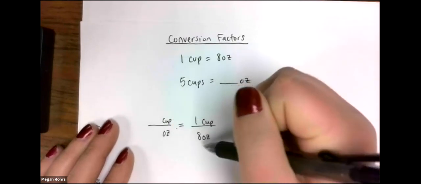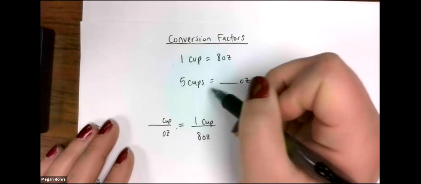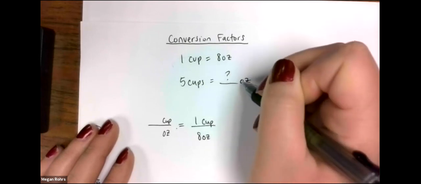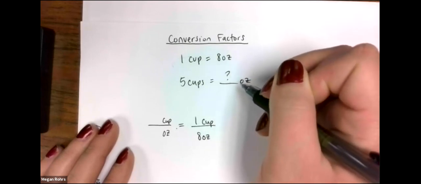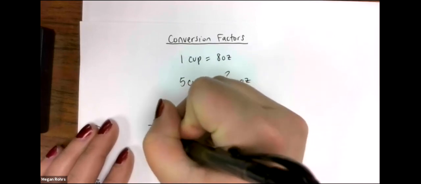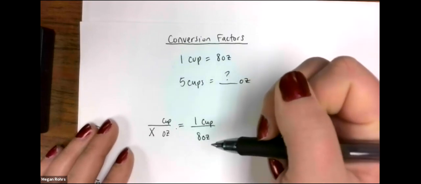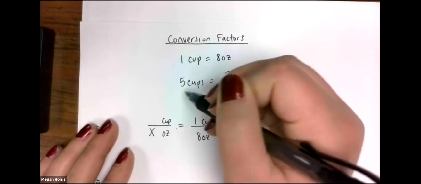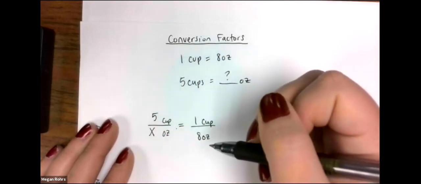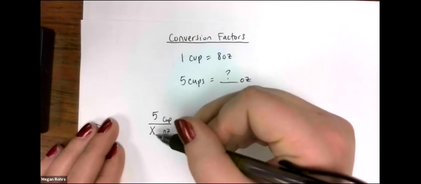So once we have our conversion factor, which is what we know, we can plug in what we're looking for. Well, this is our unknown. We don't know how many ounces, we'll be solving for that. So that's going to be what we're looking for. So that can be our x or our unknown variable. But we do know that we're looking for 5 cups. So now we can start to solve for x.